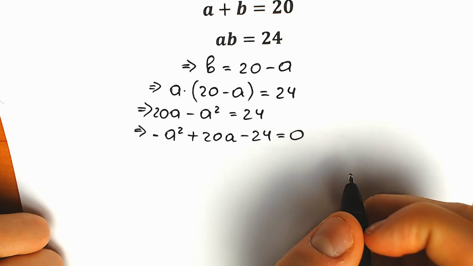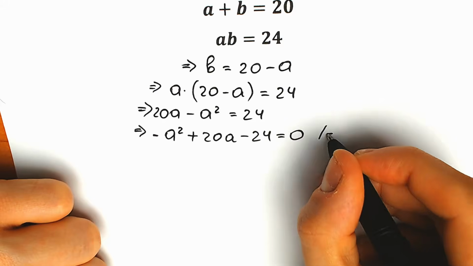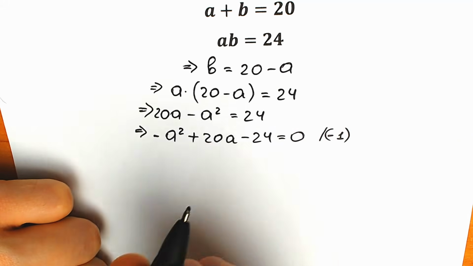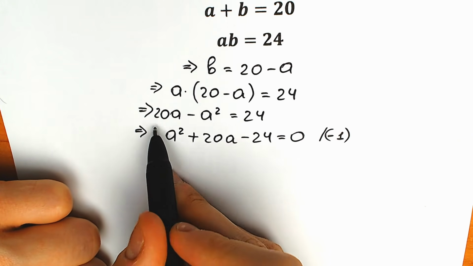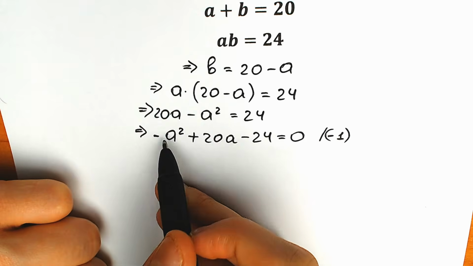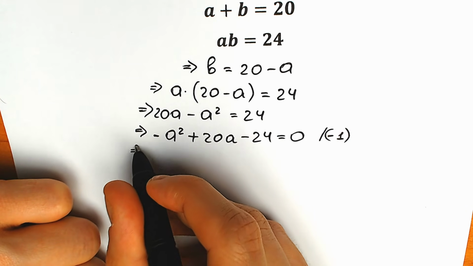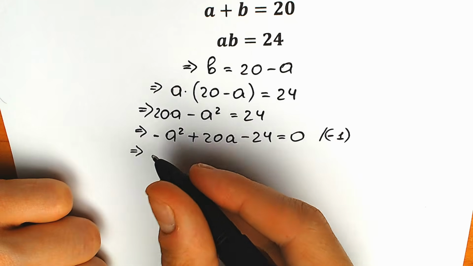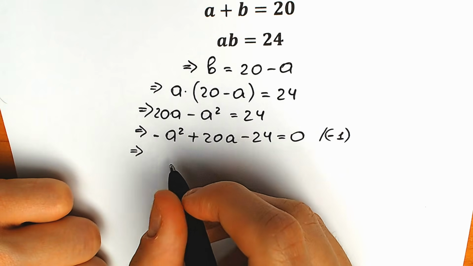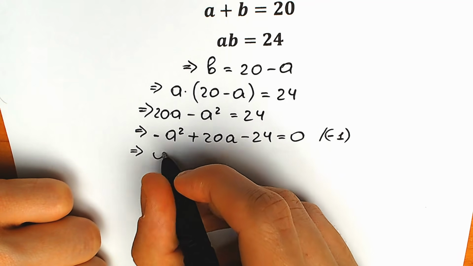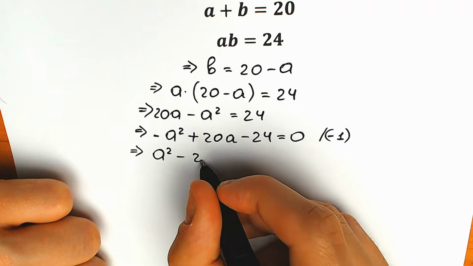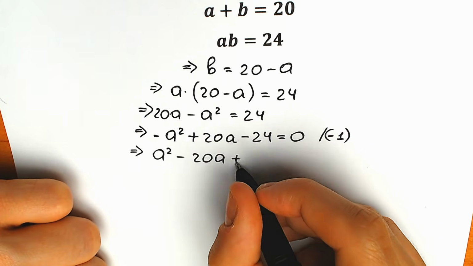What are we going to do next? We're going to multiply both sides by minus 1, because I prefer not to have a negative sign here. I prefer a clear a square. So multiplying both sides by minus 1, we get a square minus 20a plus 24 equal to 0.